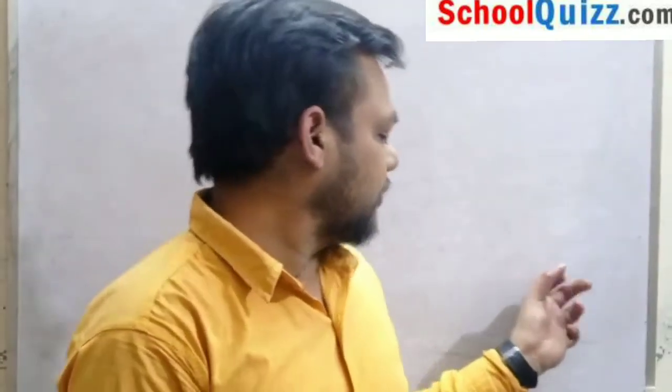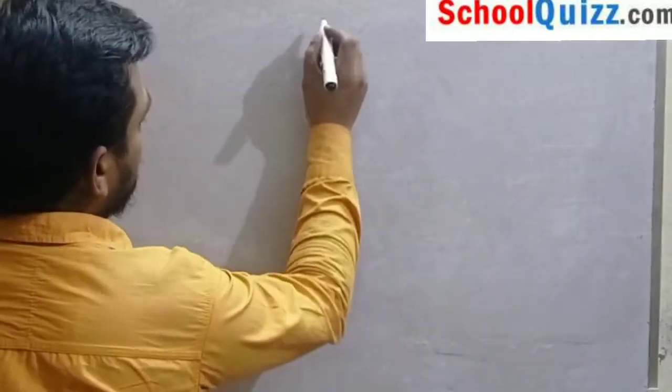We have started with chapter number 2, Is matter around us pure? We have covered so many topics of chapter 2. Today we will discuss our topic, Tyndall effect. So let's start.